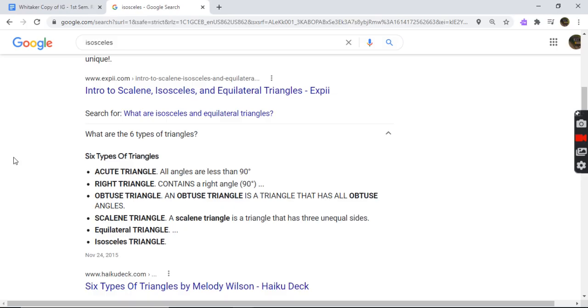What are the 6 types of triangles? Acute triangle: all angles are less than 90 degrees. Right triangle contains a right angle, 90 degrees. Obtuse triangle has one obtuse angle. Isosceles triangle has two equal sides. Equilateral triangle has all equal sides. They didn't even put that into the description.